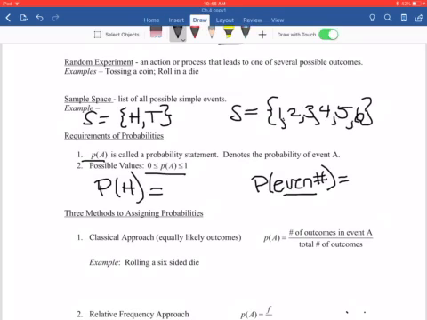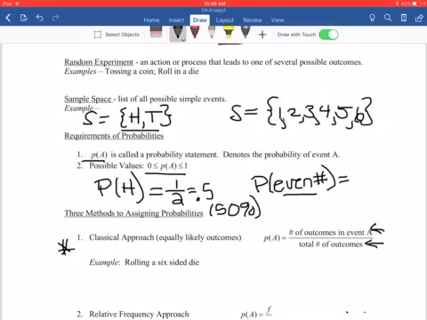Now, in both these cases, we use what is called the equally likely approach or classical approach. So to find the probability, we take the total number of outcomes in A and divide it by the total number of possible outcomes. So in tossing a coin, there's 2 possible outcomes. The number of heads would just be 1 out of 2. Now, we can also write this as a decimal, 0.5, and oftentimes with probabilities, we will talk about them as percents, and that would be 50%.